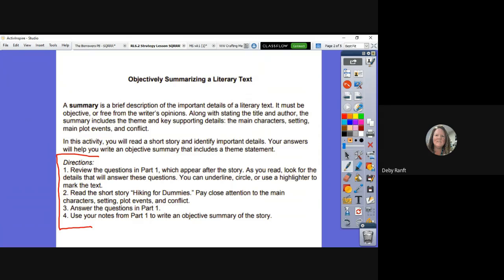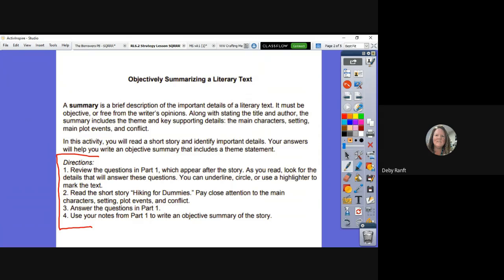Directions. Number 1, review the questions in part 1, which appear after the story. As you read, look for the details that will answer these questions. You can underline, circle, or use a highlighter to mark the text. Number 2, read the short story, Hiking for Dummies. Pay close attention to the main characters, setting, plot events, and conflict. Number 3, answer the questions in part 1. Number 4, use your notes from part 1 to write an objective summary of the story.